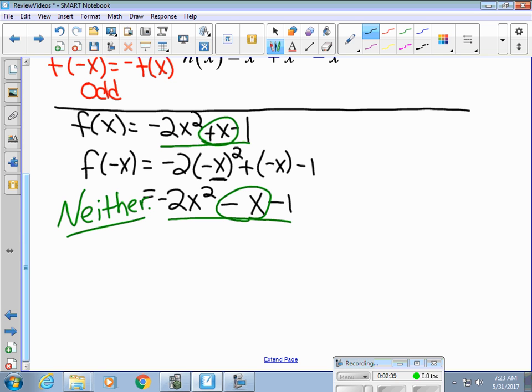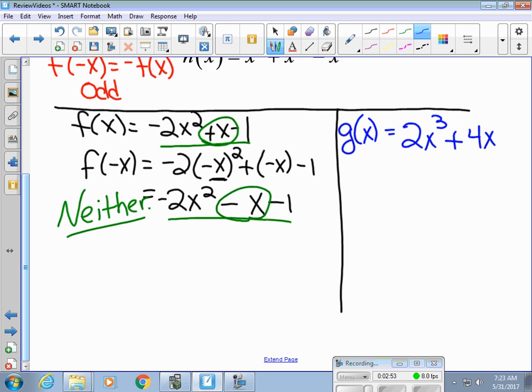All right, so let's take the next one. Let me zip down, see what we've got. We've got g of x this time. G of x is equal to 2x to the third plus 4x. Okay, remember what we're gonna do. We're gonna substitute a negative x in here. So we're going to do g of negative x, and we're going to see what we get. 2 times a negative x to the third. Notice how I have that in parentheses, so that's how you would put a negative number raised to a power in a calculator, plus 4 times a negative x.